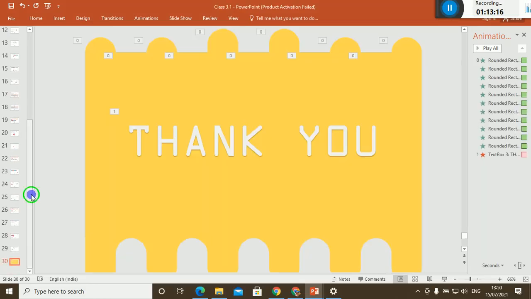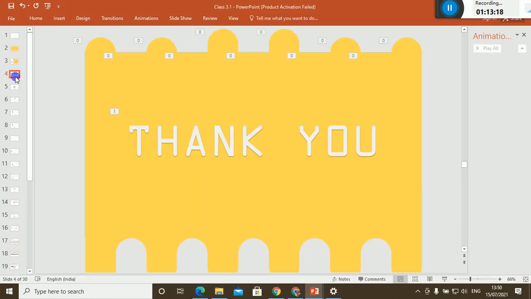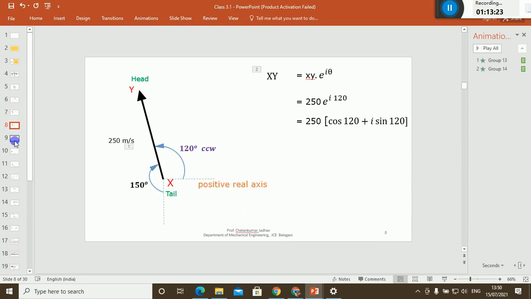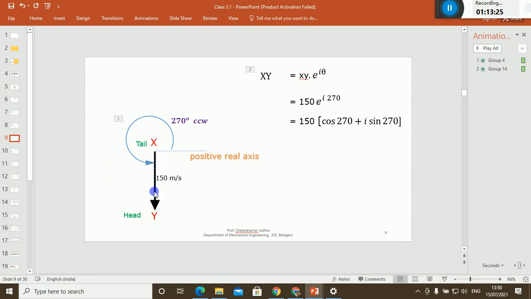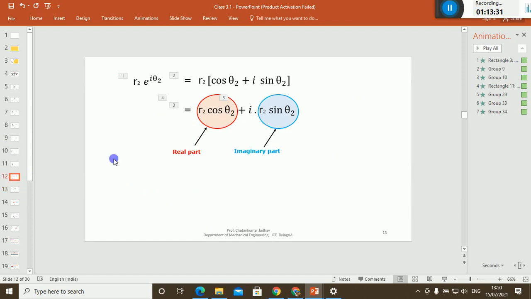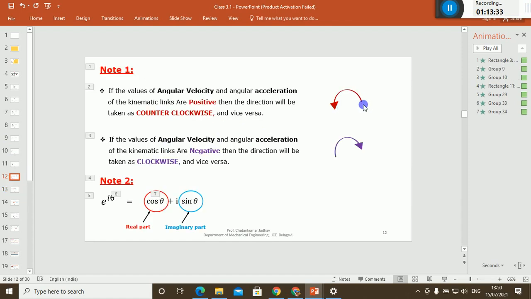Please go through these notes. I have given each and every step with exercise problems. I solved how to write down the displacement of each vector. Please go through these things and see the conventions. If it is a positive value, it will be counterclockwise. If it is a negative, it will be clockwise. This is only with respect to the angular velocity omega and angular acceleration alpha.